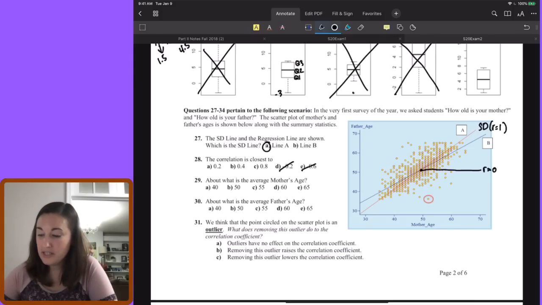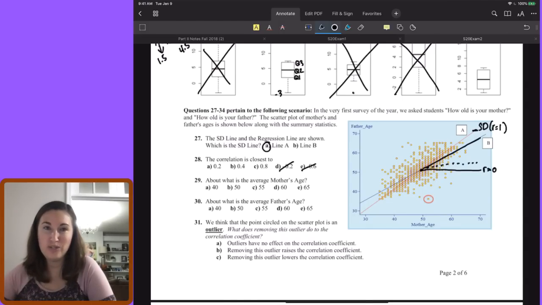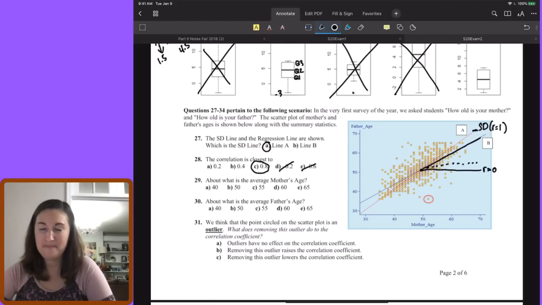And so then we can see, okay, if our regression line was closer to 0, like say we had something like this, then maybe we'd know it's about 0.2. If it was halfway between R equals 1 and R equals 0, it would be closer to 0.5. But we can see that our regression line is very, very close to the SD line. So this one is going to be 0.8. And on the Compass exam, because obviously you guys can't draw on it, it'll be very clear when we ask for the correlation coefficient.